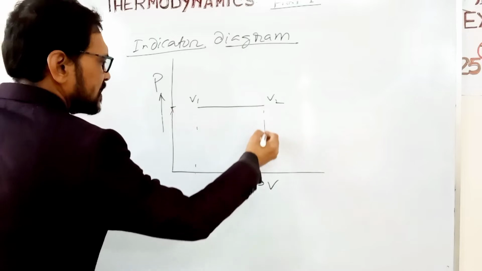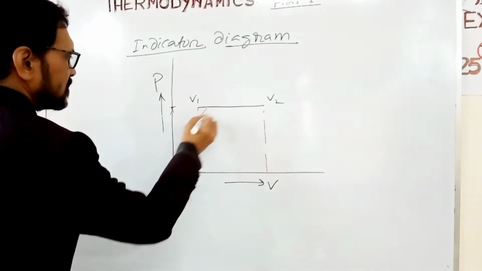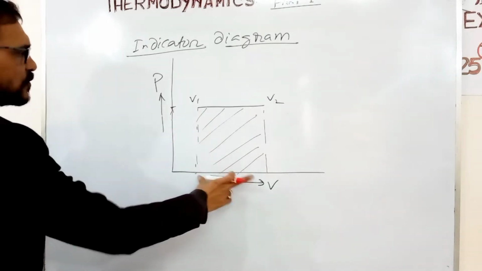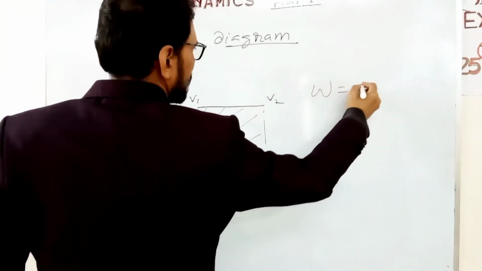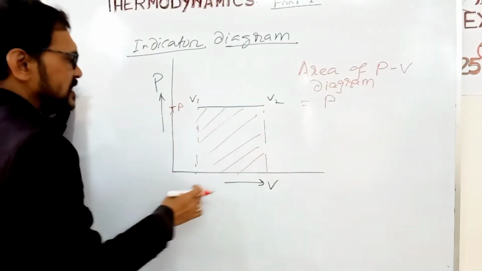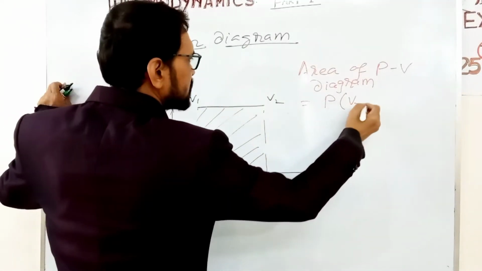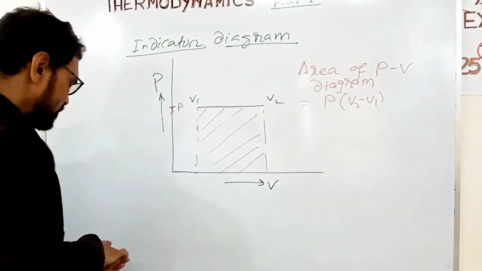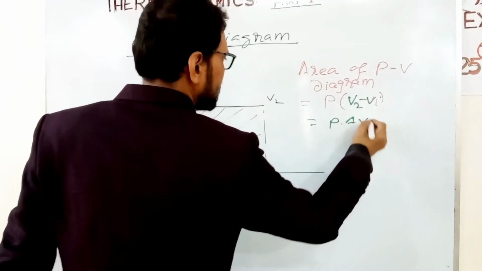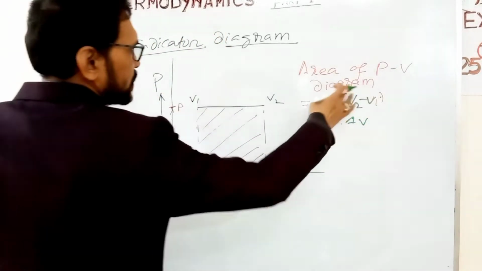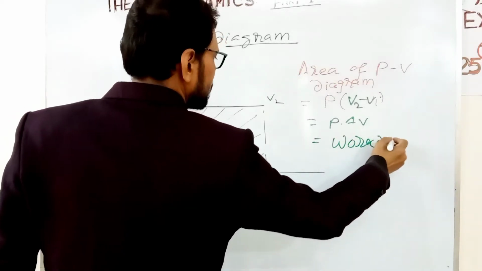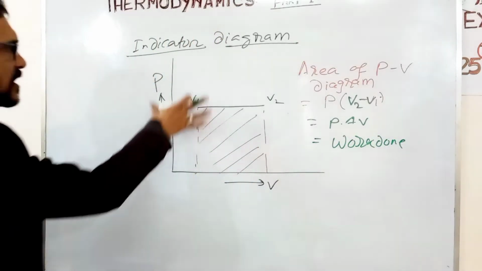Now, this area denotes what? This area equals length into breadth. The length is this pressure, P, and this length is V2 minus V1. So P into delta V is the area of the PV diagram. Now pressure into delta V equals work done. So we prove that work done equals the area of the PV diagram.